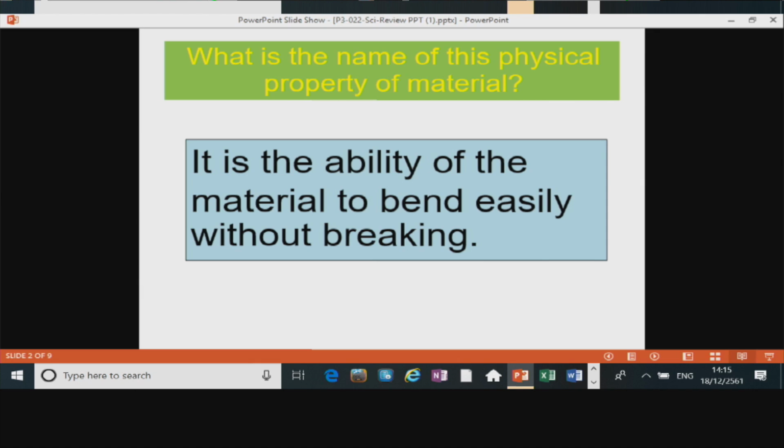Okay, speak after teacher. It is the ability of the material to bend easily without breaking. Yes, something that you can bend but doesn't break has flexibility. Now remember when we had the eraser? Remember the eraser where we could bend it? Did it break? No, because it has flexibility.